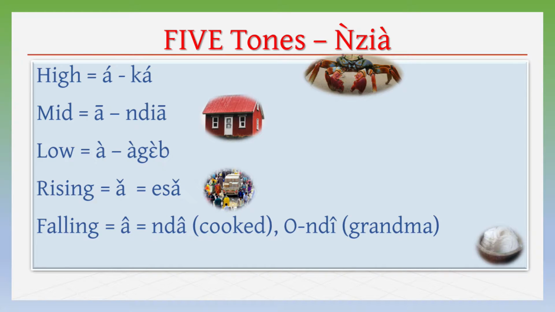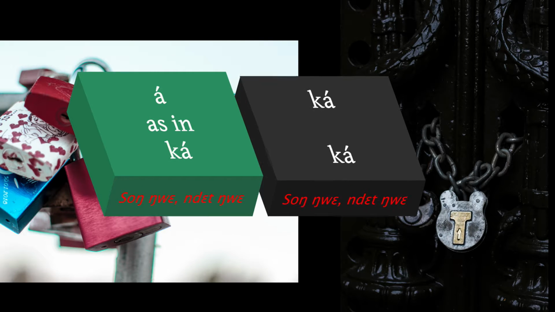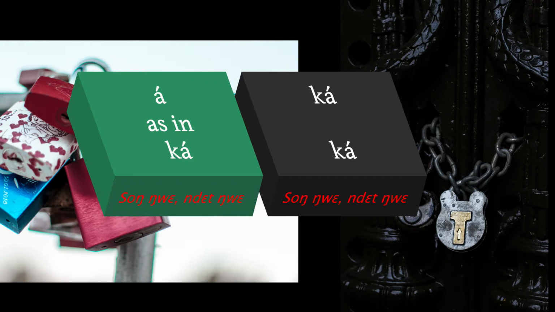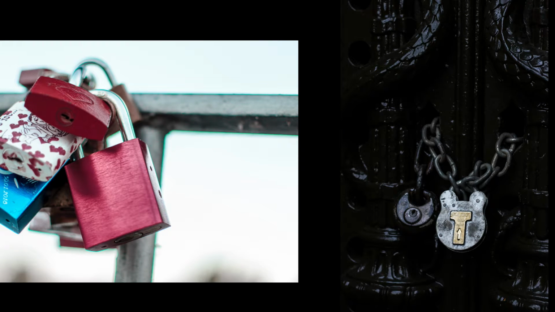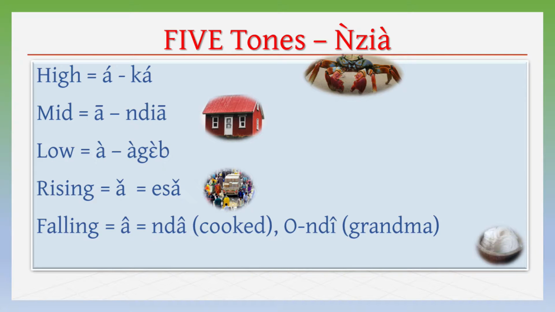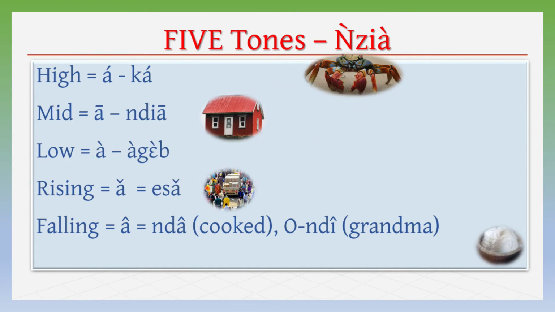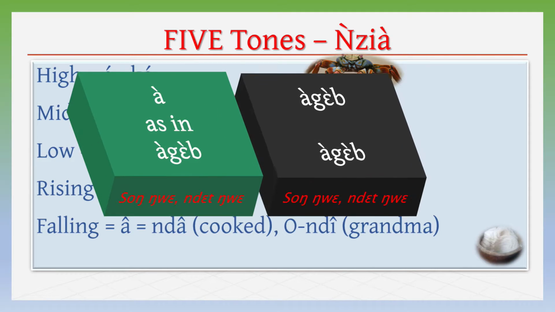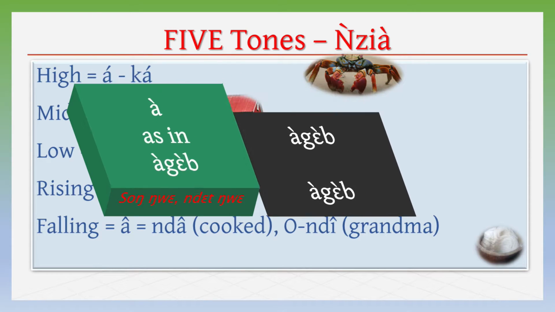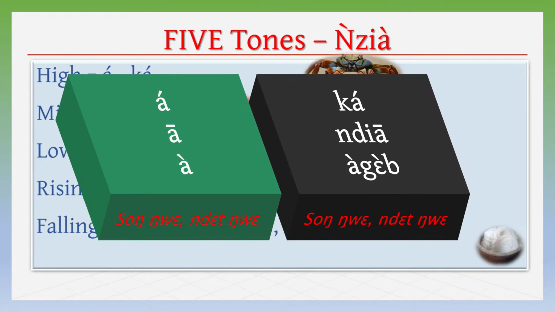There are 5 tones: high tone, the mid tone, the low tone, the rising tone, and the falling tone. Now, what are they? The high tone, when you raise the pitch of your voice, as in ka, or the mid tone, when the pitch of your voice remains flat, as in ndia. Then the low tone, when your voice drops, in what the French call accent grave, where your voice drops. So you have like agep.